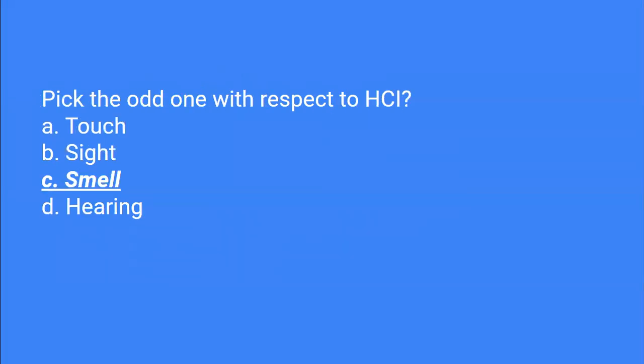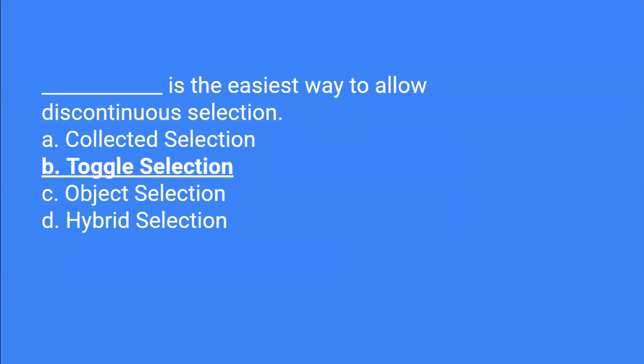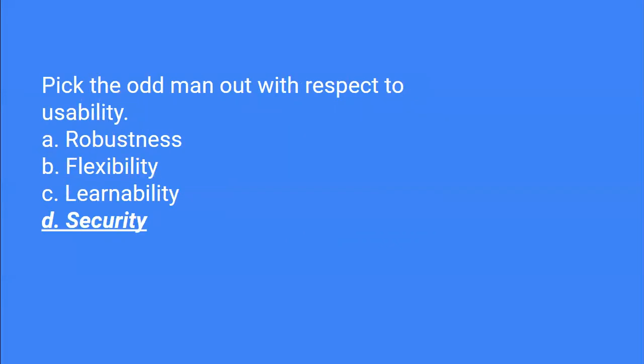Pick the odd one with respect to HCA. The options are touch, sight, smell, hearing. The answer is smell. Dash is the easiest way to allow discontinuous selection. The options are collected selection, toggle selection, object selection, hybrid selection. The answer is toggle selection. Toggle selection is the easiest way to allow discontinuous selection.